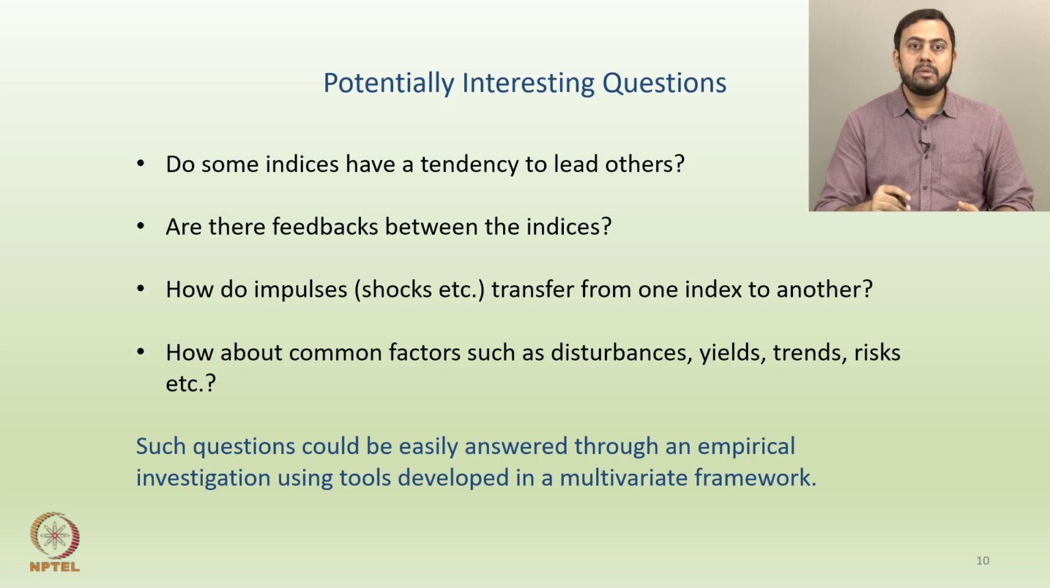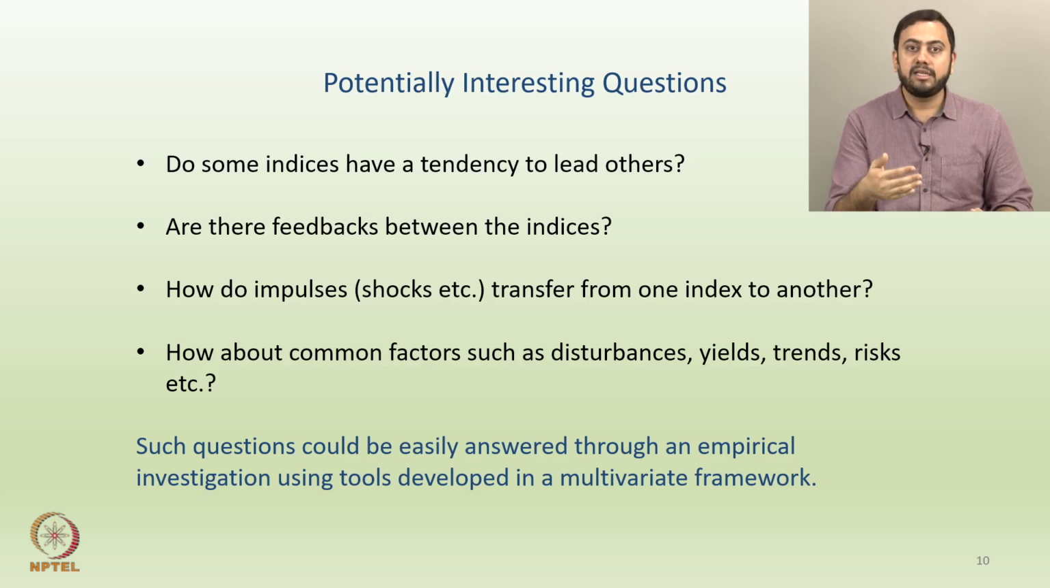Okay, so these could be some potentially interesting questions that one can ask, based on some of the earlier graphs and, in general, the interdependencies between multiple series. So firstly, do some indices have a tendency to lead others? What do I mean by that? Let's say if you have two series, does one of the series lead the other? So the information which is passing in the first series is ahead of the information which is there in the second series.